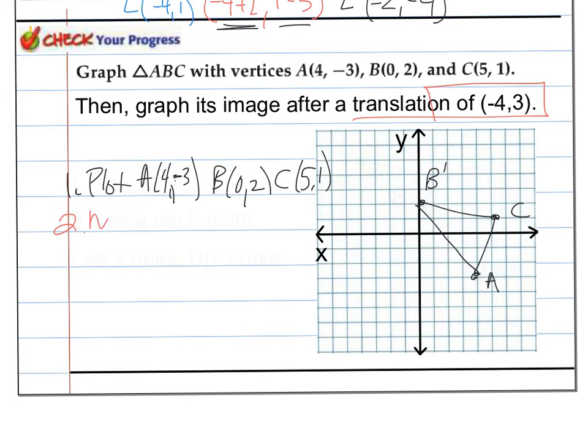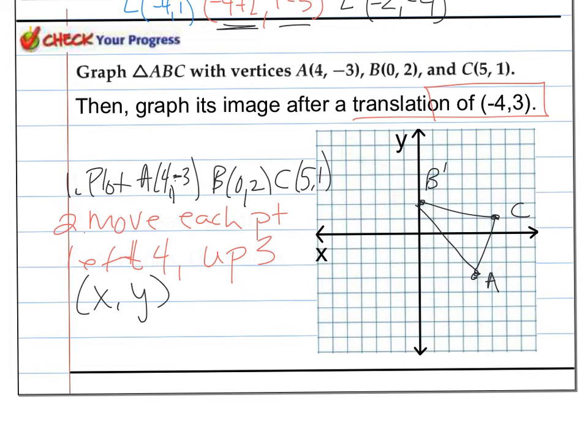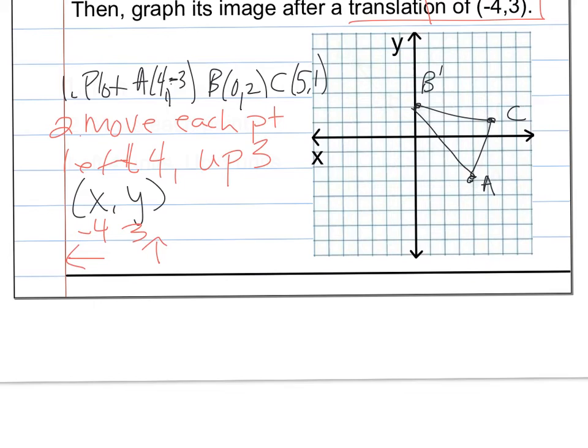So I'm going to move each point. I'm moving each point left 4 units and up 3 because ordered pairs are x, y. X goes left and right, y goes up and down. That -4 means to the left 4, and that 3 means up 3. So I'm going to go the long way so you can visualize this.